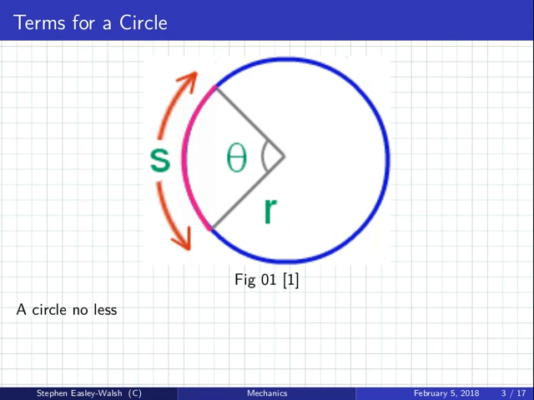So, a circle. Theta is the angle. R is the radius. Does anyone want to tell me the S? Kim, any ideas? Arc. Go on. Arc. How do you spell that? A-R-C. There you go, right. Arc length. Arc length, yeah. Yeah, that's it, very good.